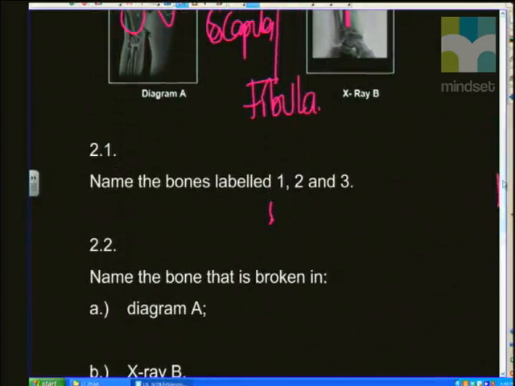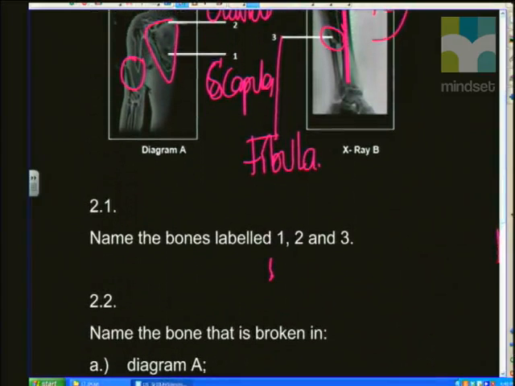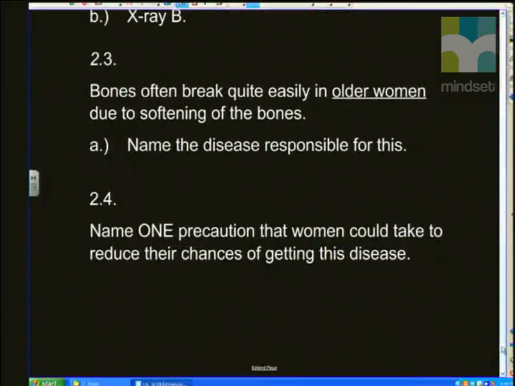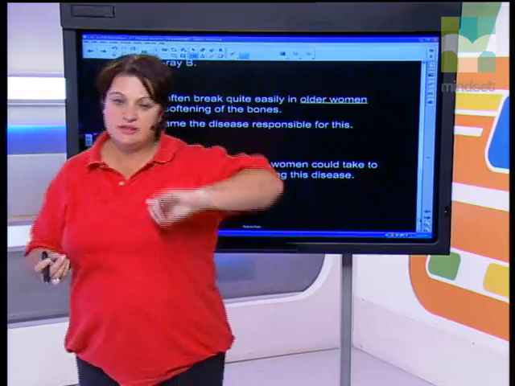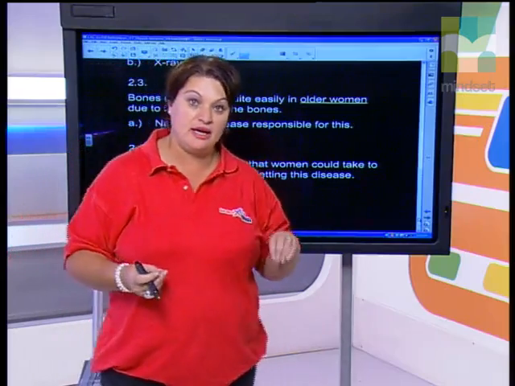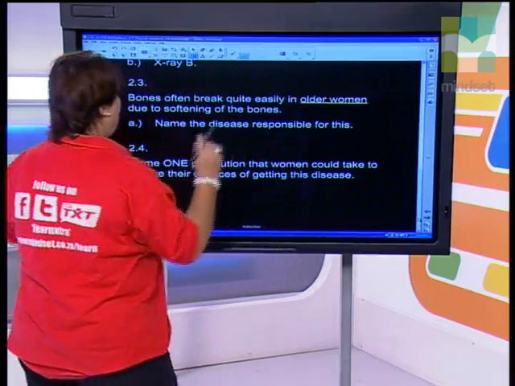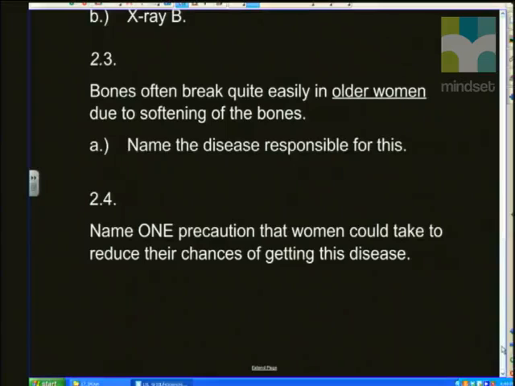As I said to you, over here, we just need to know the bones of the arms. That is the humerus. And the bone broken here is going to be my fibula. Now, leading on to this, we can touch on biochemistry here as well. It says bones often break quite easily in older women due to the softening of bones. Name the disease responsible for this.